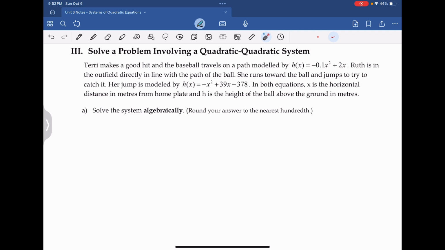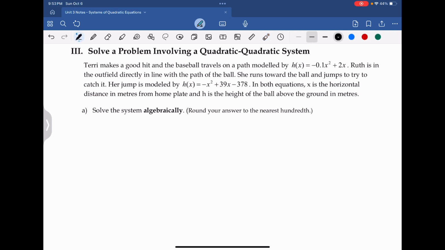Her jump is modeled by h of x equals -x squared plus 39x minus 378. If both of the equations have the x being the horizontal distance in meters from the home plate and h is the height of the ball above the ground at any given point, then solve this system algebraically for where Ruth catches the ball that Terry hits.